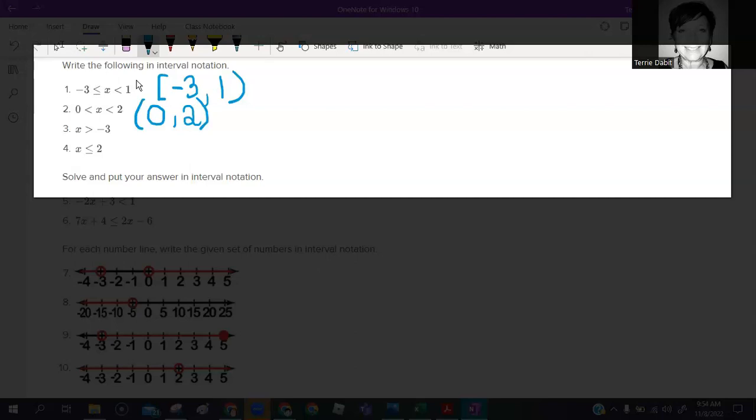Number 3, let's show a little graph on this one. If I was at negative 3, I would be doing an open circle because it doesn't show equality, and it says x is greater than. So if you think about where you started at negative 3, it doesn't include the negative 3, and it goes all the way to positive infinity. Infinities have parentheses. So here's number 3.